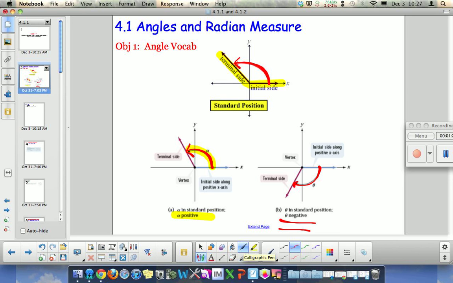So if I estimated this angle over here, it would be about 115 degrees, maybe a little bit more than 90. And the one down at the bottom is actually like negative 115 degrees. Okay, so it's the same size angle, it's just opening in a different direction. So direction matters during this unit.